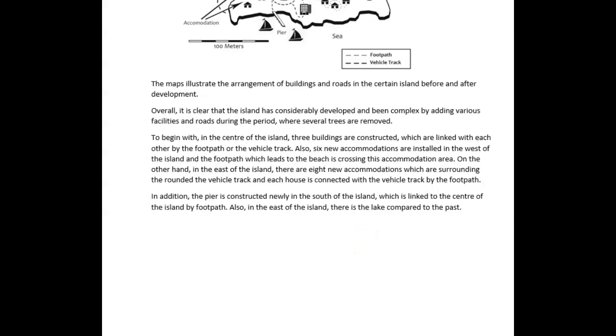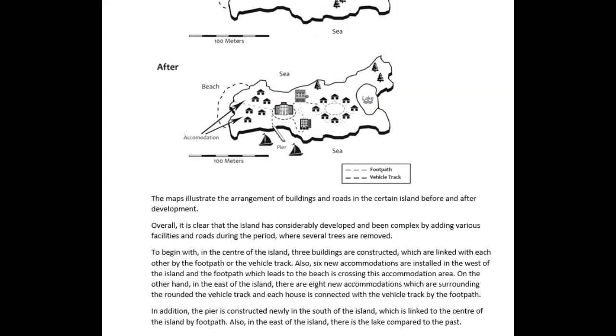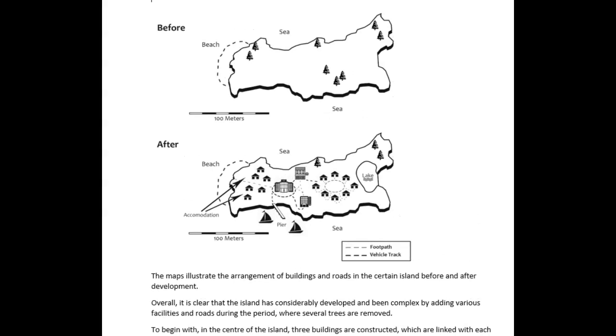I can't tell you that I'm crazy about this paragraph. One way to do this, I think, is not start in the center as you did, but to start from the left and then go all the way to the right. So you start with those 3 buildings in the middle, then you talk about the pier, then you talk about the accommodation, then you talk about the lake, maybe you mention those trees, and then you're done. For me, a big problem with this description is the fact that you didn't mention anything about the island prior to development. You didn't mention it at all. It's as if this doesn't exist at all.